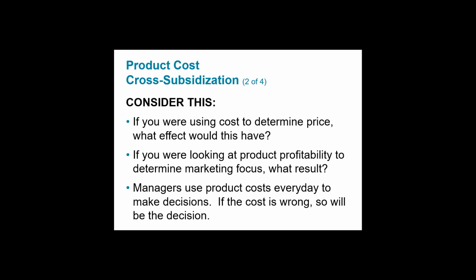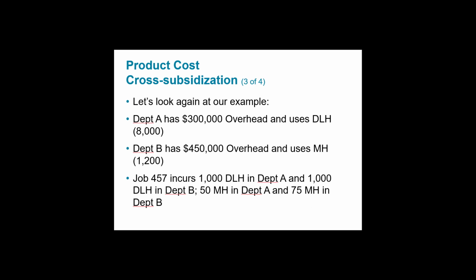So let's look at an example. Department A has $300,000 of overhead and uses 8,000 direct labor hours to drive it. Department B has $450,000 and uses 1,200 machine hours. Job 457 incurs 1,000 direct labor hours in A and 1,000 in B, 50 machine hours in A and 70 machine hours in B.